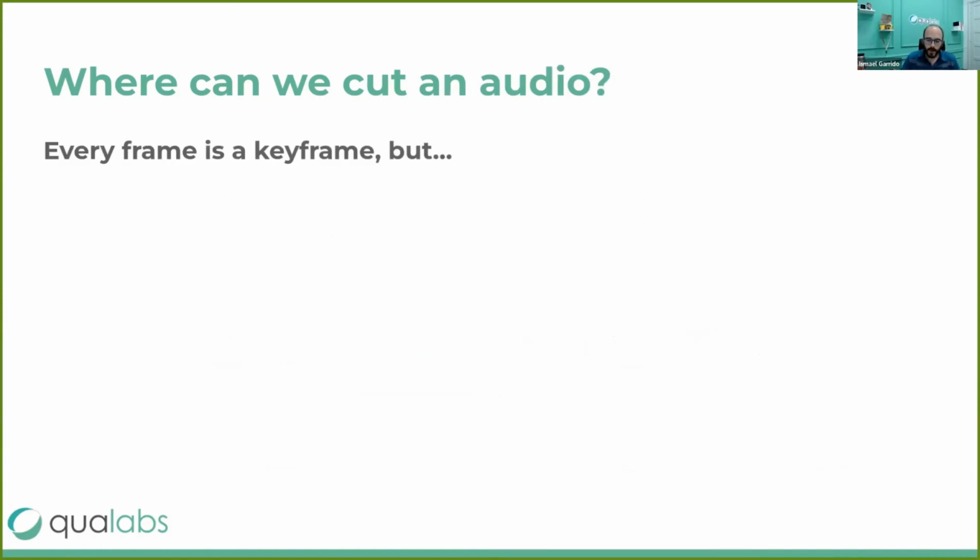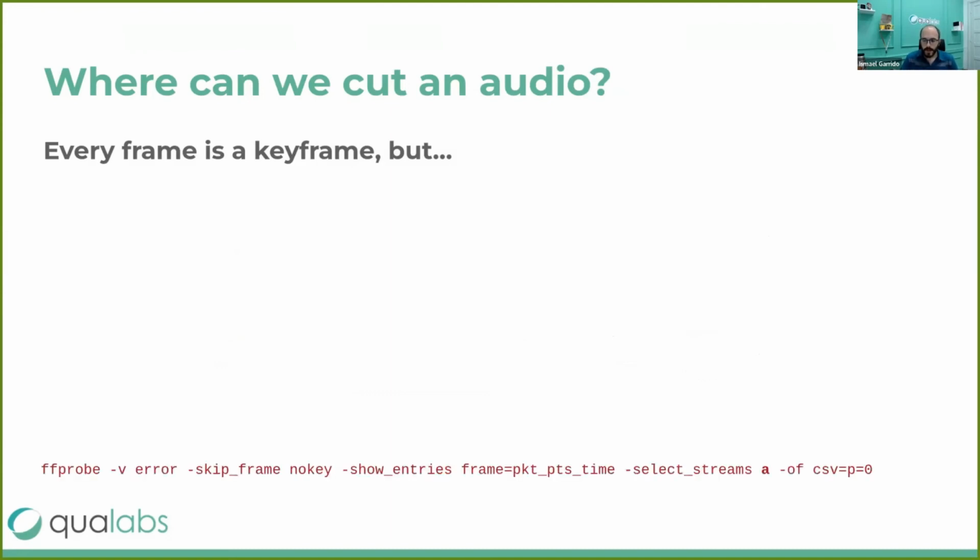In the case of audio, every frame is a keyframe, but some codecs like AAC have some priming data. So to encode them correctly, you have to be careful to give the encoder enough previous data so that the audio can be stitched together afterwards. To get these points in time, we also do FFProbe. This time, the only difference is we select the audio stream. With the timestamps from both the audio and video, we can create the manifest.